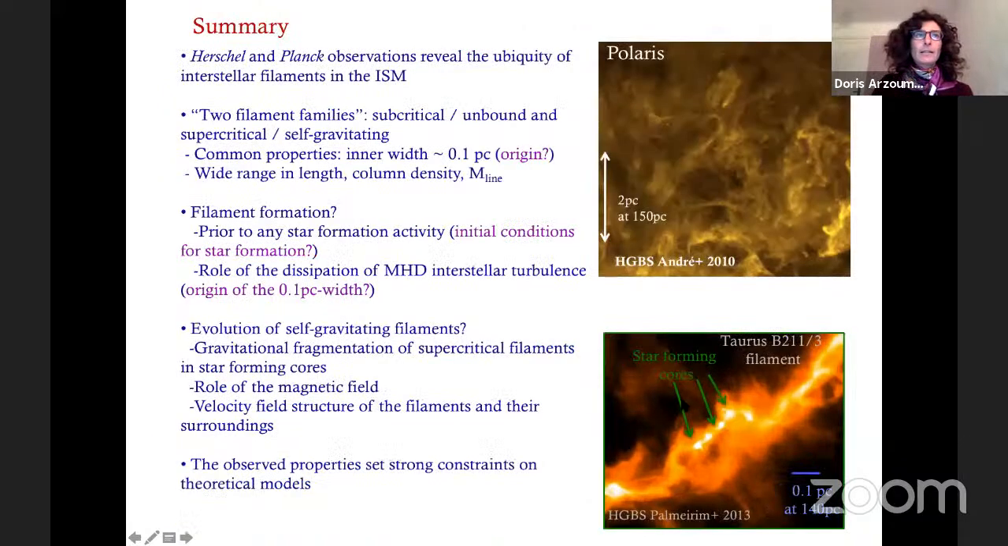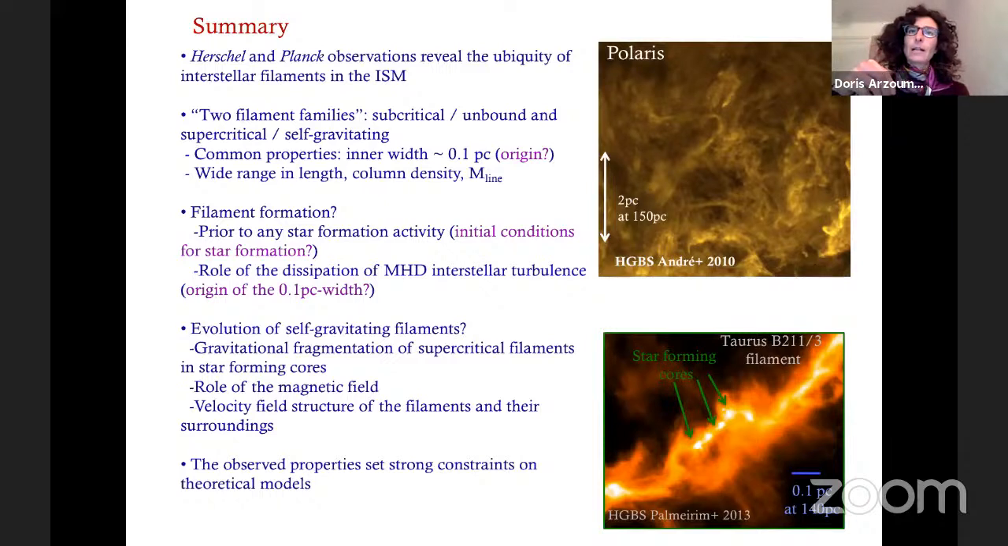So this is my summary. So now with the new observations, mainly from Herschel and also Planck and also other ground-based observations, we can have information on the structure of the interstellar medium. And then we know that this interstellar medium is filamentary. And then the dense filaments are the main site of star formation.